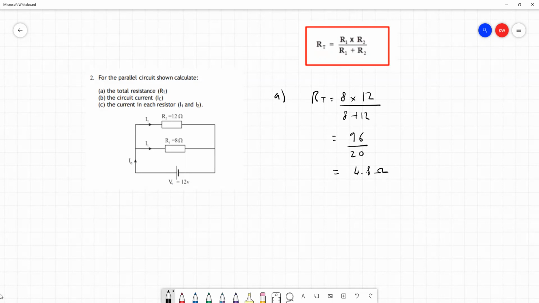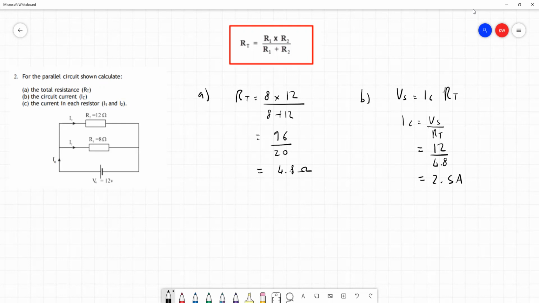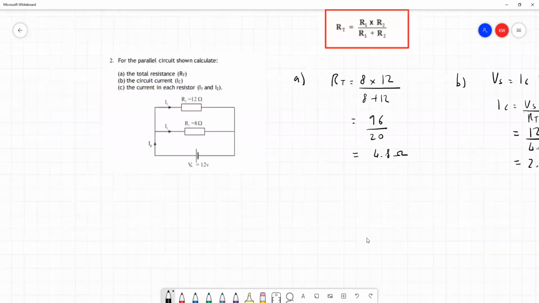Now, as I said in the introduction to this video, we can still use Ohm's law when we're dealing with the full circuit. So it's still true that supply voltage is equal to the circuit current, that's before it gets split into the branches, multiplied by the total resistance. And we can rearrange to find circuit current, like so. So our current is going to be given by our supply voltage of 12 volts divided by our total resistance of 4.8 ohms. And we put that into the calculator, we're going to get 2.5 amps. Now this is the circuit current.